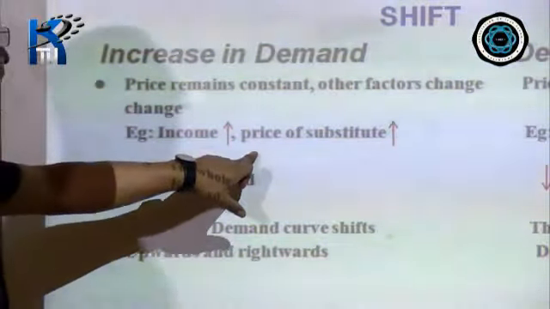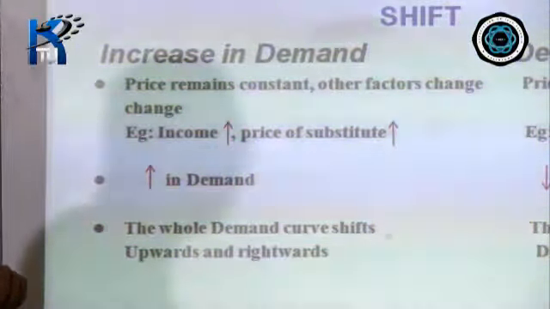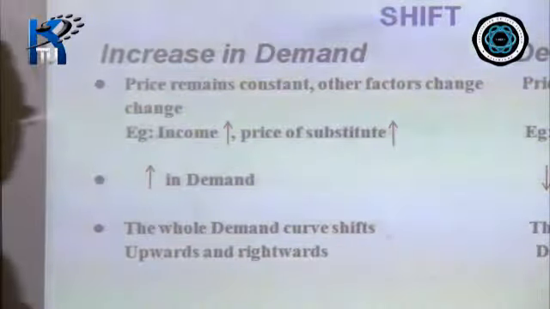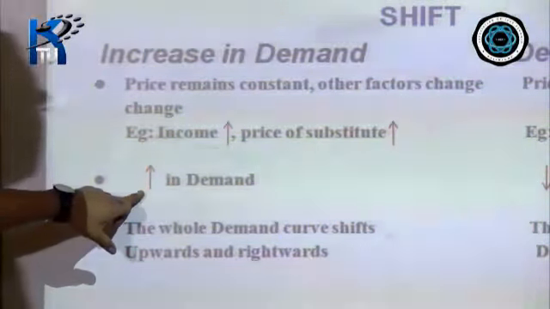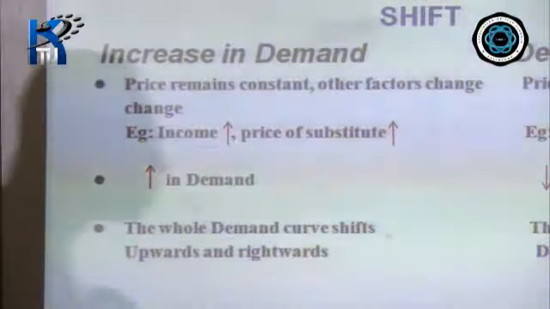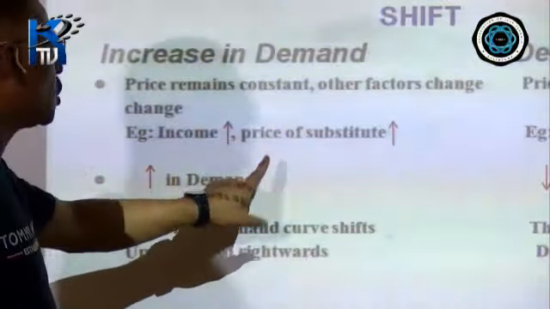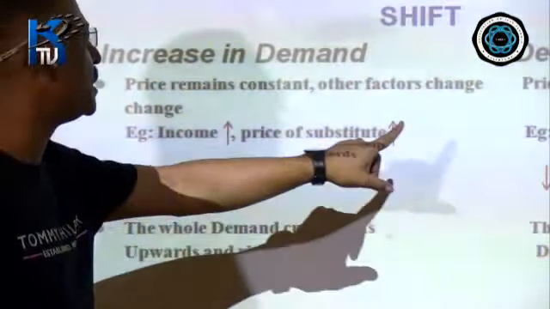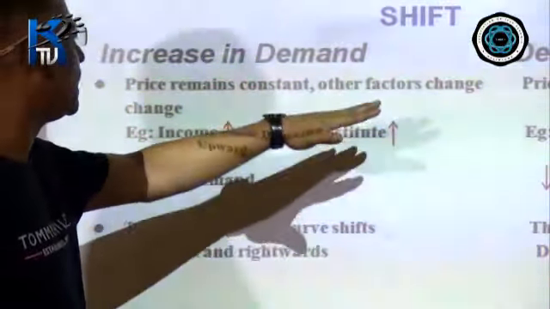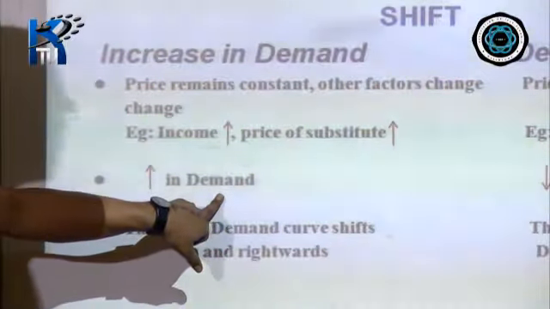Similarly, you could take a case of price of complementary goods. In price of complementary goods, you take petrol and petrol cars. Now, if you want to increase the demand for petrol cars, then what should happen to the price of petrol? Price of petrol should decrease. So, here you could also add price of complementary good should decrease. Example, price of petrol decreases, there is increase in demand for petrol cars.